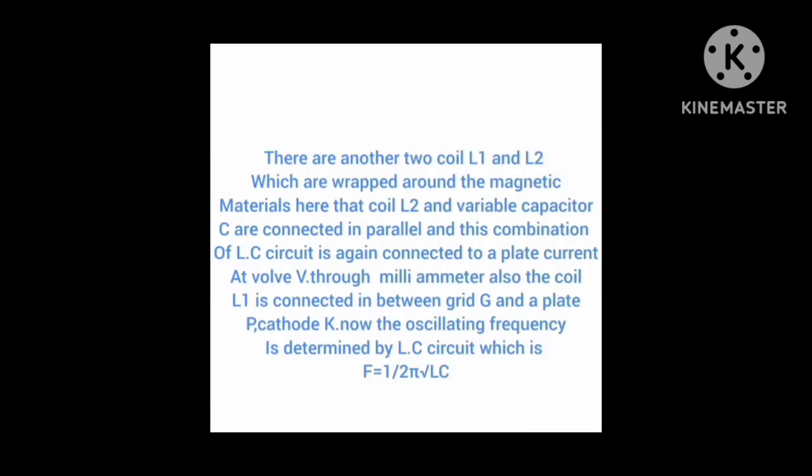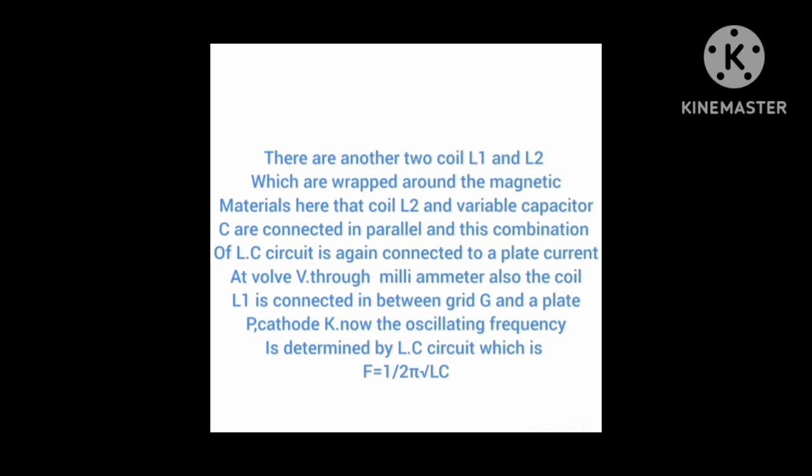There are two other coils, L1 and L2, which are wrapped around the magnetic material. Here the coil L2 and variable capacitor C are connected in parallel, and this LC combination is connected to the plate of the valve V through a milliammeter. Also the coil L1 is connected between the grid G and the cathode K.